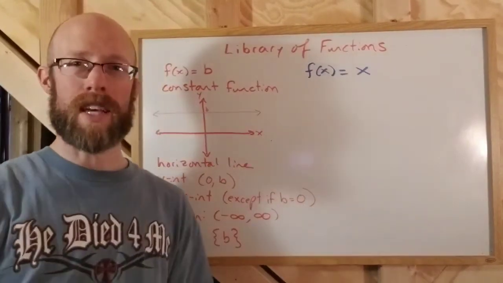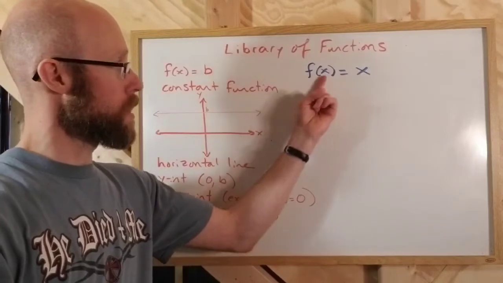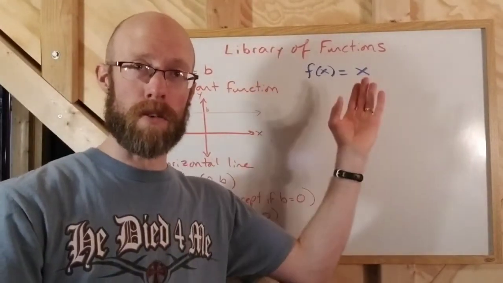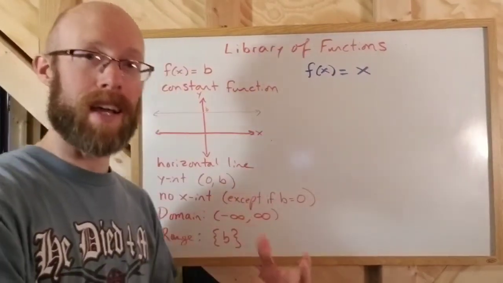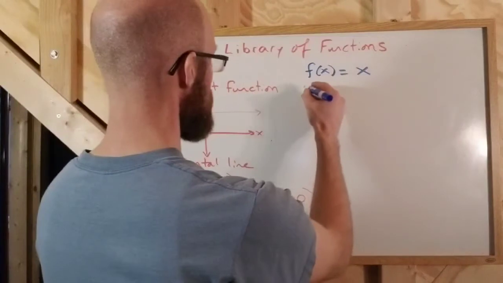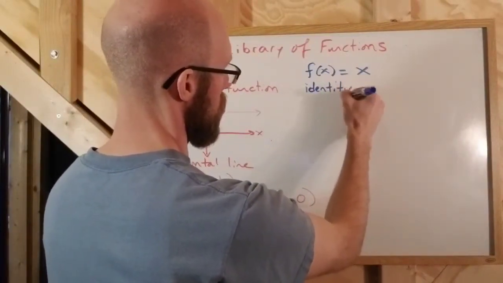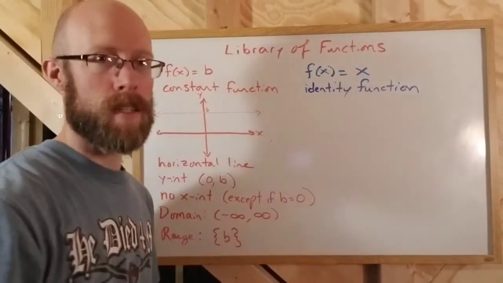This is what we call the identity function. It identifies exactly the inputs and the outputs. The input and the output are the same. If I plug in a 4, I get out a 4. If I plug in 32, I get out 32. No matter what I plug in, I get that out. So this is what we call the identity function.